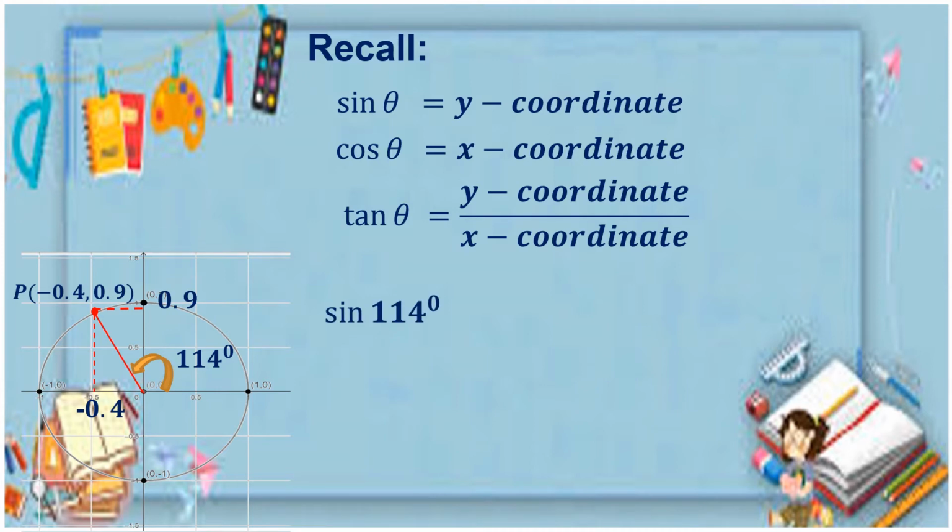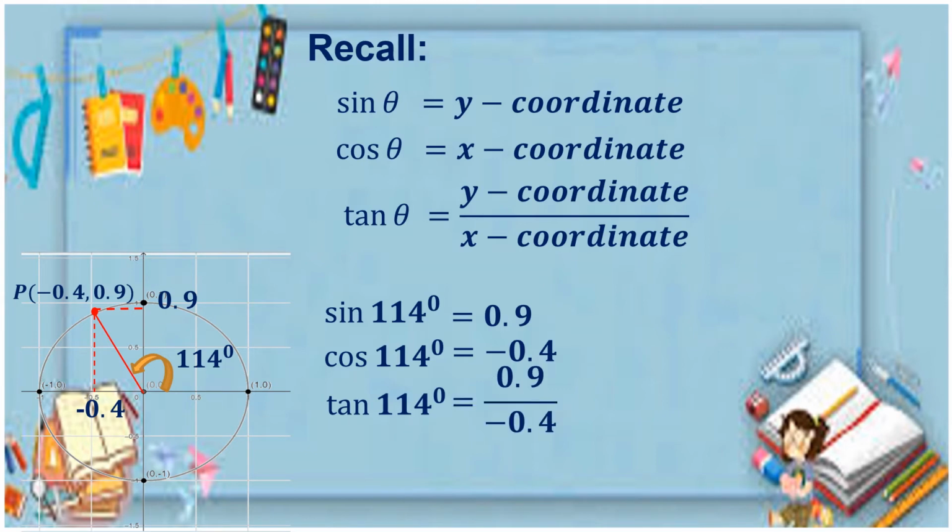To get sine 114 degrees, it is equal to your y coordinate, which is equal to 0.9. And to get cosine 114 degrees, it is equal to your x coordinate, which is equal to negative 0.4. And tangent 114 degrees would be equal to 0.9 divided by negative 0.4, which is equal to what? Correct. It would be equal to negative 2.25. So tangent 114 degrees is equal to negative 2.25.